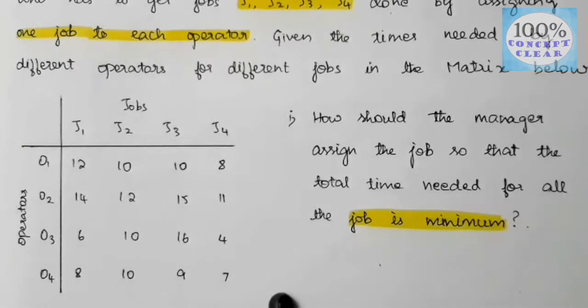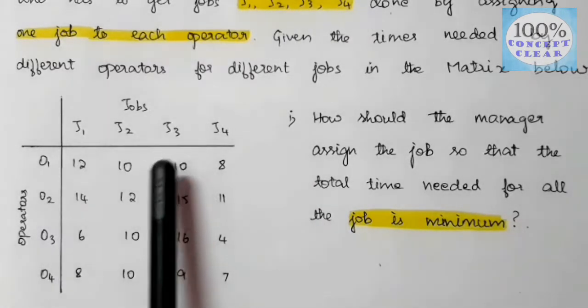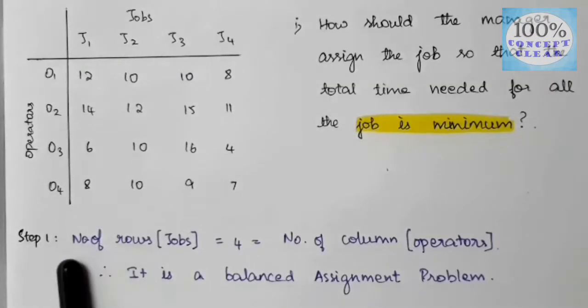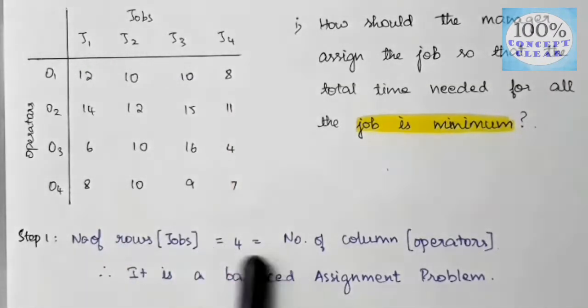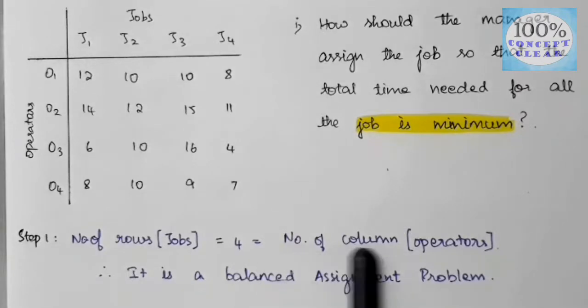The basic concept in assignment problem is to assign one job to one worker. That is, we can assign only one job to the one worker or operator. We can't assign two jobs to the single operator or two operators with one job. So that's why we are asked to find whether the rows and columns are equal, so that we can assign one job to one operator. Therefore, number of rows, jobs, is equal to 4, and number of columns, operators, is also equal to 4. Therefore, it is a balanced assignment problem.